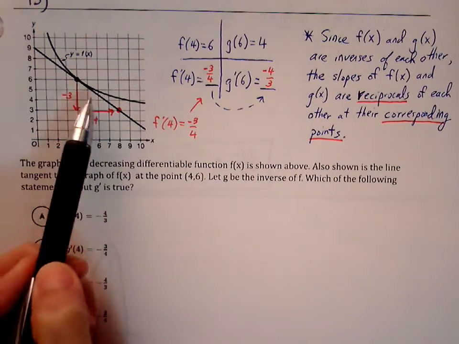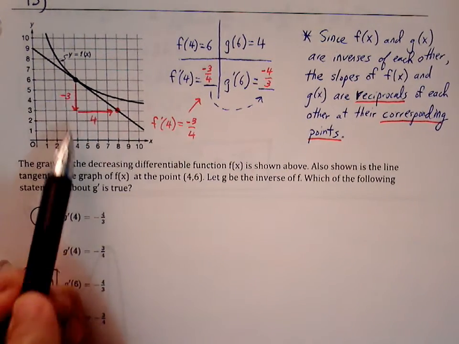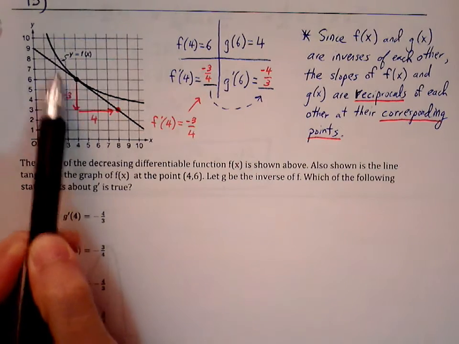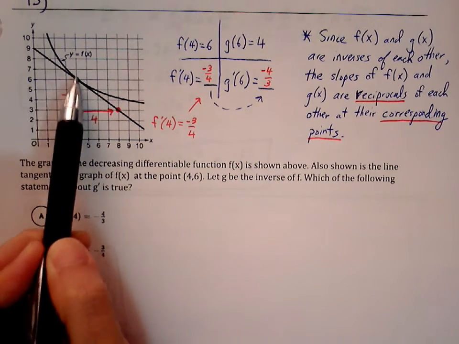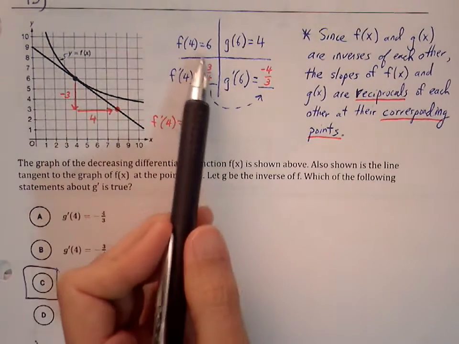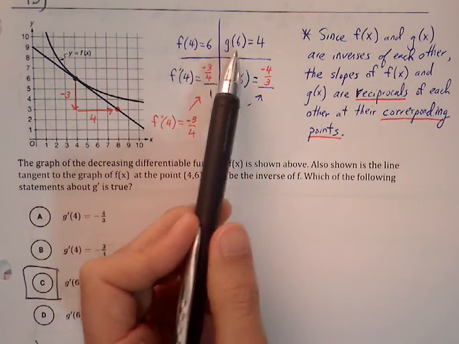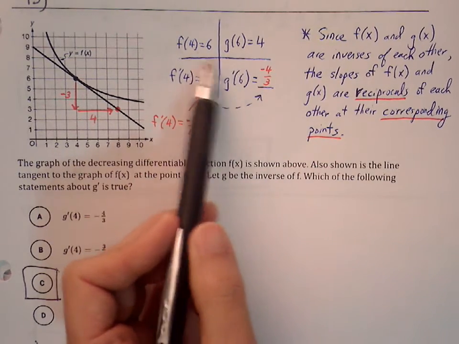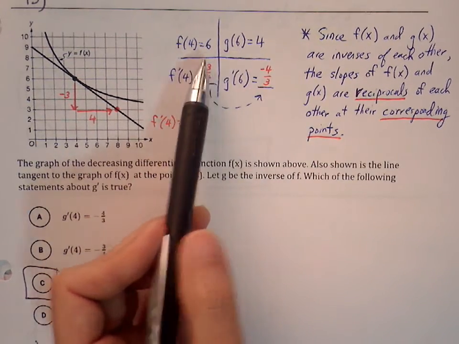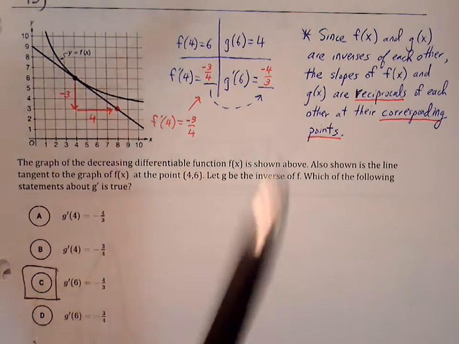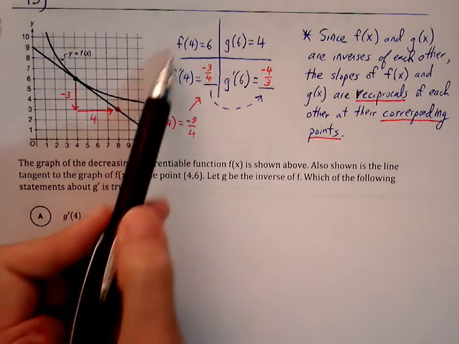Okay, so if we look at this ordered pair for f, it is the ordered pair 4, 6. Now we don't see g, but we know that if g is a true inverse function of f, then on the G graph, there must be an ordered pair that is 6, 4, right? And that's just the ordered pair relationship between a function and its inverse. Now, we want to figure out which of the following statements about G is true based off of this.